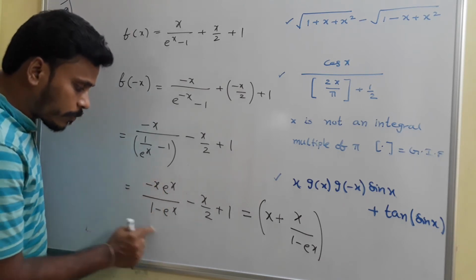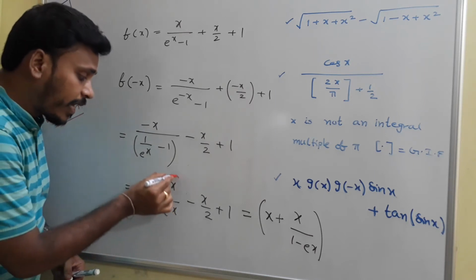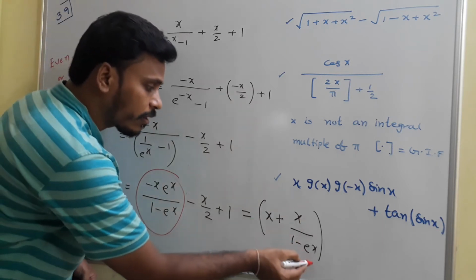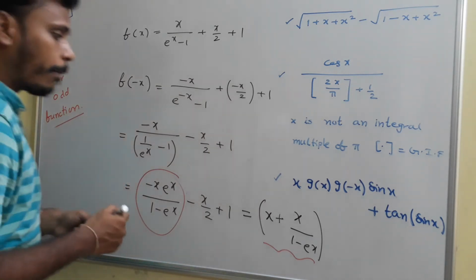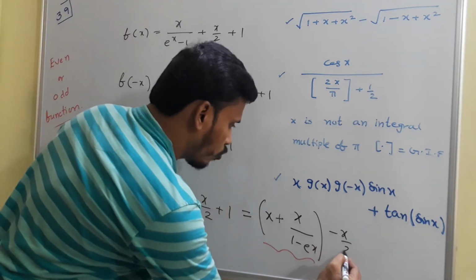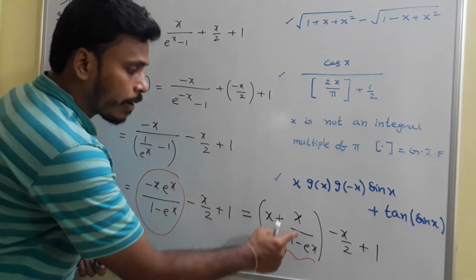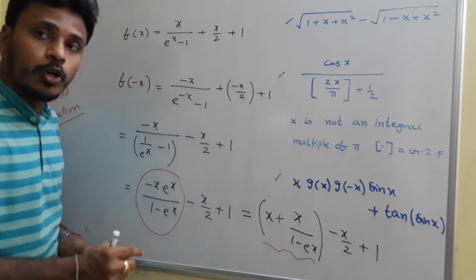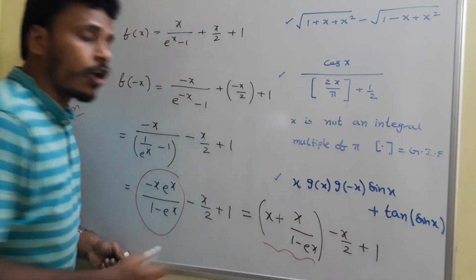Just pay attention to this particular term: minus x e power x by 1 minus e power x. This term is simply nothing but x plus x by 1 minus e power x. Further, what I have is minus x by 2 plus 1. Now try to simplify. This x and that minus x by 2: x minus x by 2 is still x by 2. And then plus 1 is already there.